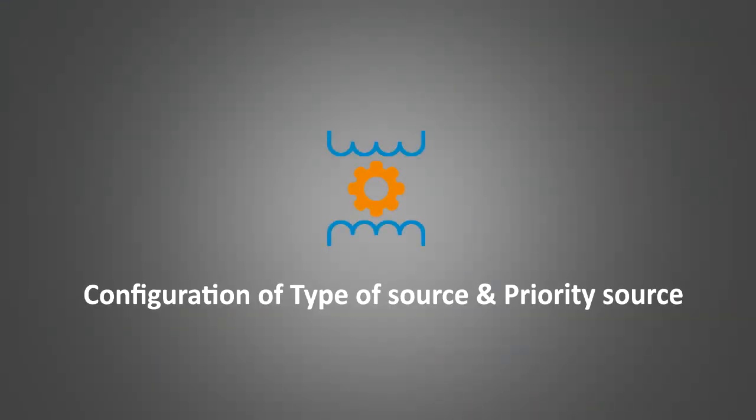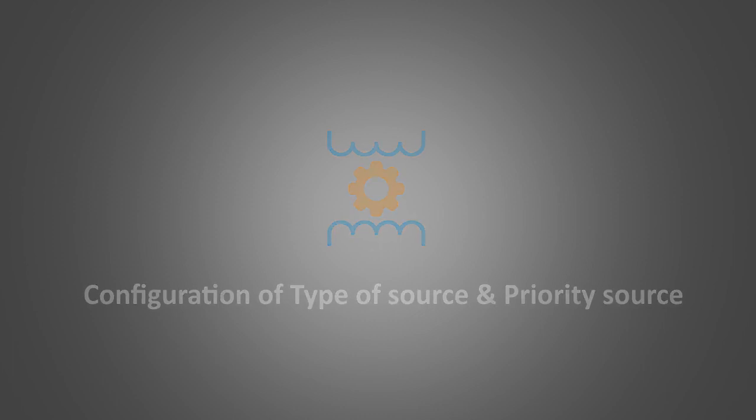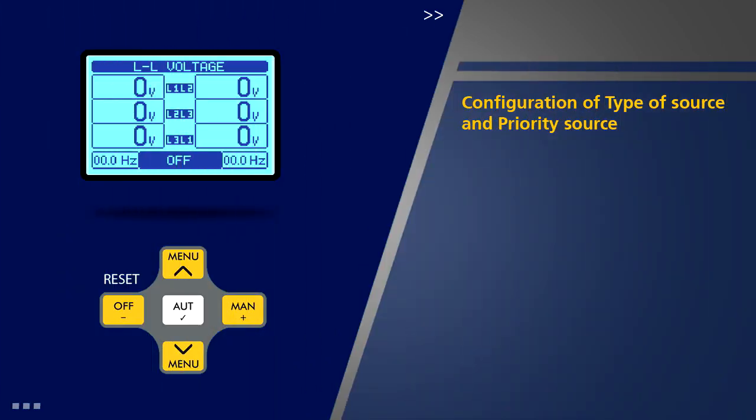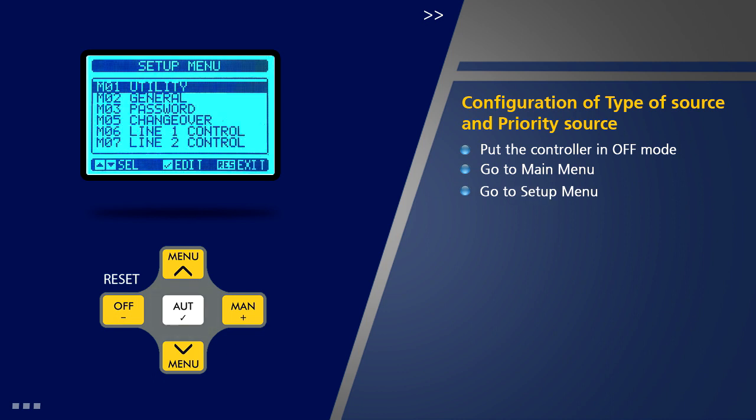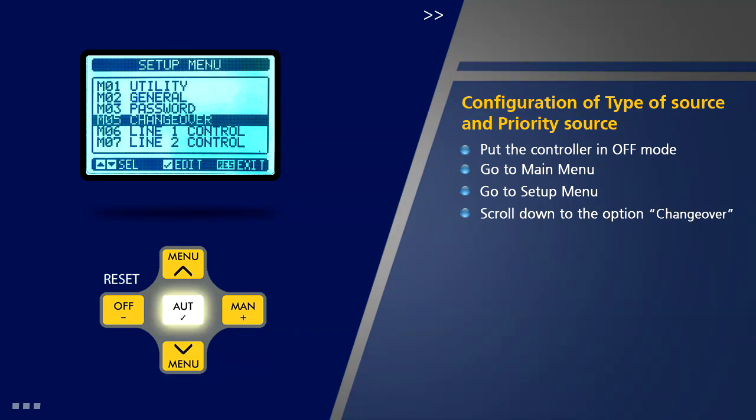Configuration of type of source and priority source. The method for configuration of the type of source, that is utility or DG, is as follows. Put the controller in off mode. Go to Main menu. Scroll to Setup menu and press OK. Select option 5, which is Changeover, and press OK.